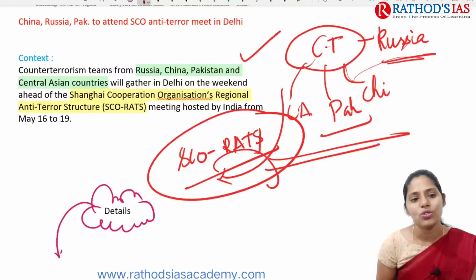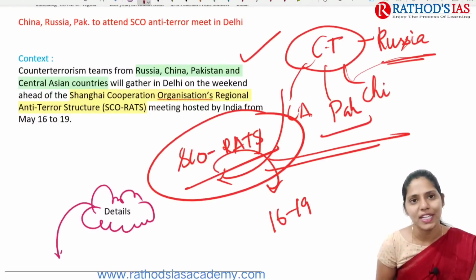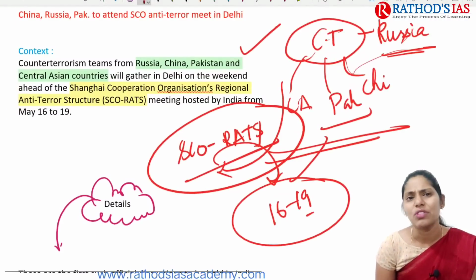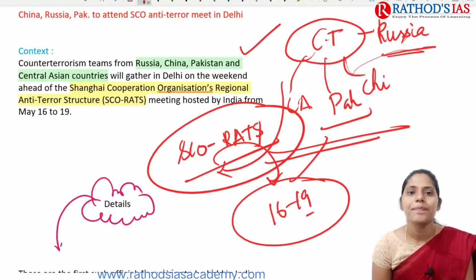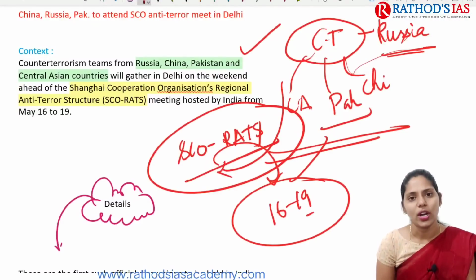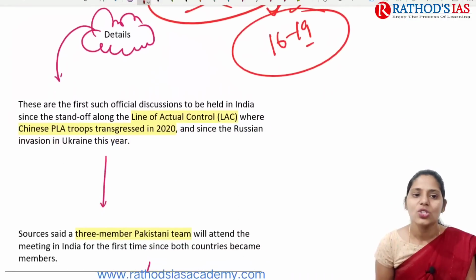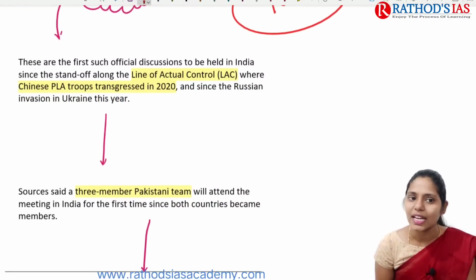Okay, so this is going to happen between May 16th to May 19th. Once this is done, we will be getting a number of articles. So as of now, you have to know some facts regarding this: what is this Shanghai Cooperation Organization RATS, and even some facts regarding this SCO. So now let us see some details regarding this topic.